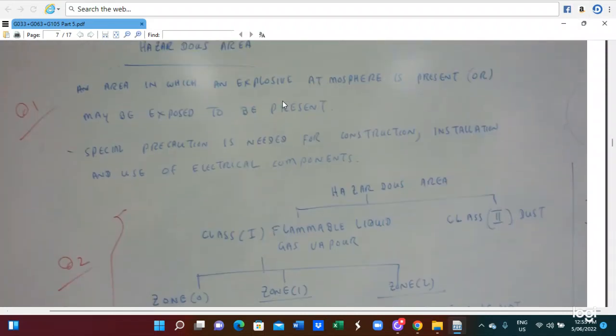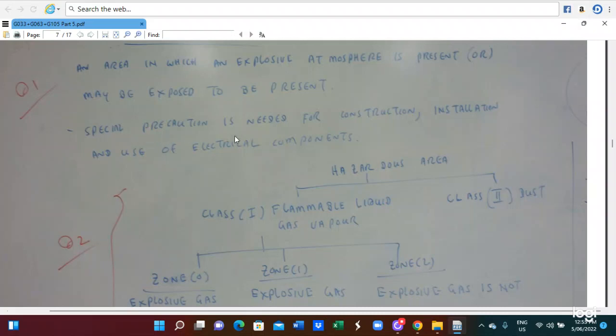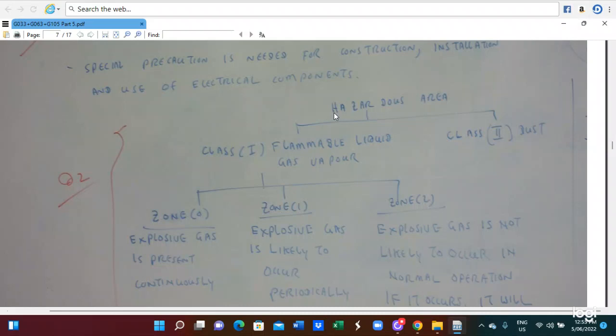Then we also talk about the hazardous area. A hazardous area is an area in which an explosive atmosphere is present or may be expected to be present. Special precautions are needed for the construction, installation, and use of electrical equipment. The hazardous area can be class 1 or class 2. Class 1 is flammable liquid, gas, or vapor. Class 2 is dust.